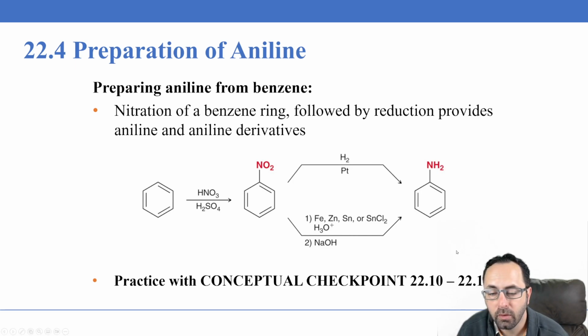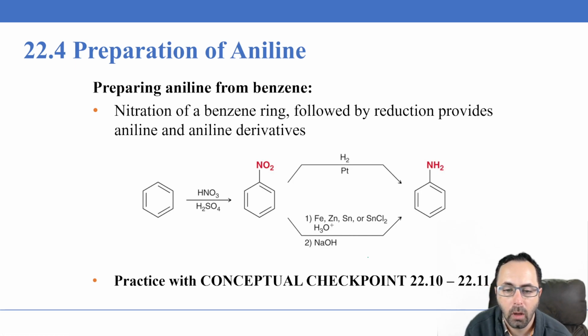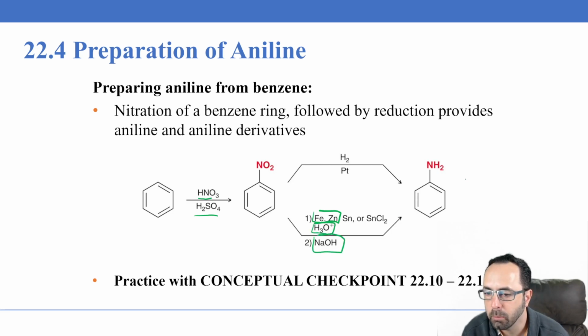If we want to produce aniline, we would first install a nitro group on the benzene ring, and we can do that with treatment of nitric acid in the presence of sulfuric acid. And then finally, we can follow that up with what we covered in chapter 18, aromatic reactions. Mainly, they mentioned iron and zinc with acid, and then a follow-up with sodium hydroxide, which is simply to deprotonate the amine.